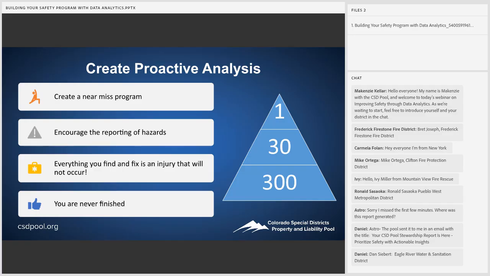Another thing I want to say is that you should also encourage the reporting of hazards. I think some people get in the weeds sometimes with the near-miss program, thinking that you can only report things that almost hurt you. But we also want to encourage our teammates to not only report things where they slipped but caught themselves, but maybe they just see something. It's really about creating that environment of if you see something, say something.